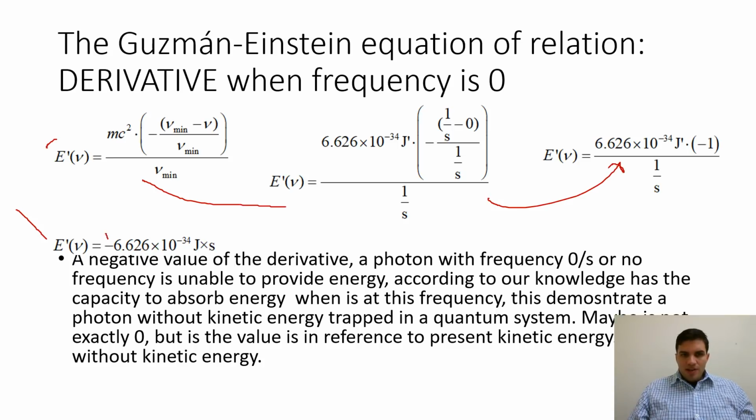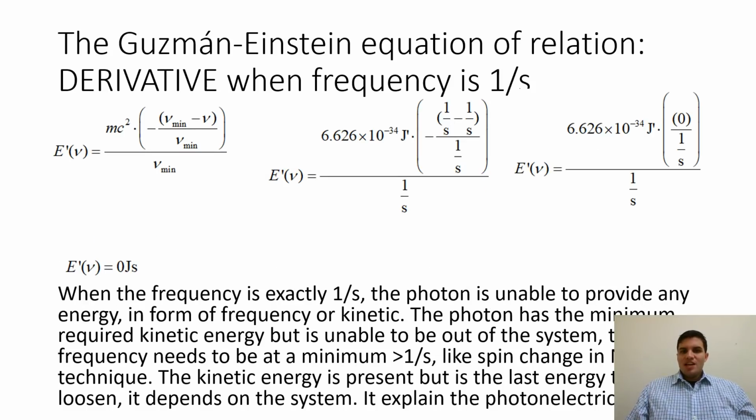Note that here in the result is a negative sign in the front. This negative 6.626 multiplied by 10 elevated to negative 34 joules multiplied by second. A negative value of the derivative: a photon with frequency 0 or no frequency is unable to provide energy according to our knowledge, and has the capacity to absorb energy when it is at this frequency. This demonstrates a photon without kinetic energy trapped in a quantum system. Maybe it's not exactly 0, but this value is in reference to kinetic energy, without kinetic energy, or a kinetic energy that is very, very small in the form of frequency probably.